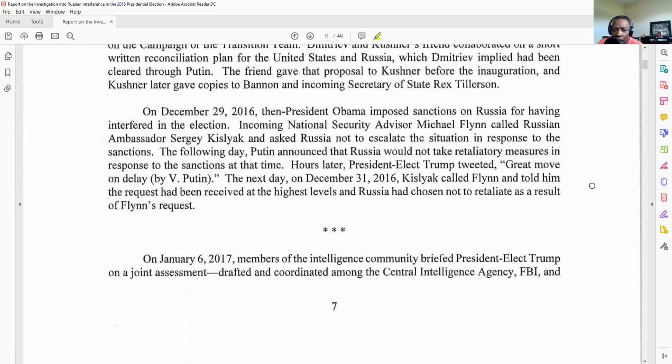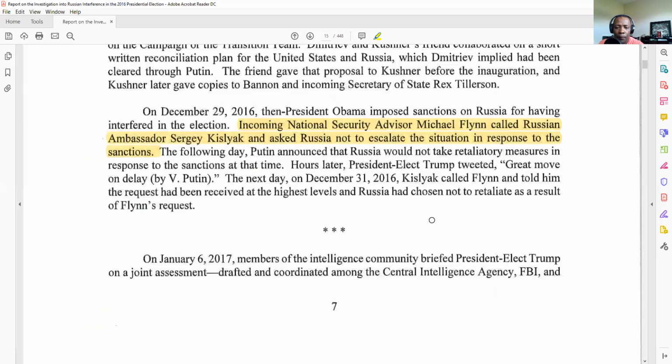sanctions at that time. Okay, so this may account for why Flynn is going to prison, because he was an incoming national security advisor and he called Ambassador Sergei Kislyak and asked Russia not to escalate the situation in response to the sanctions. Was he within his right to do that as an incoming national security advisor, even though it was not officially a transitionary period? So that may indicate why he's going to jail.